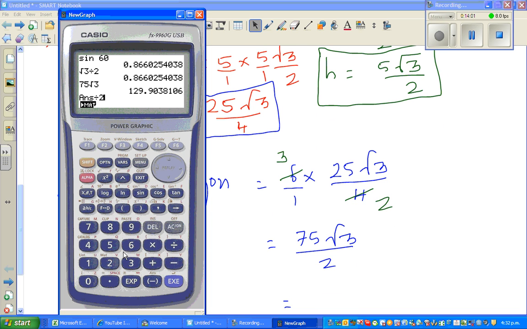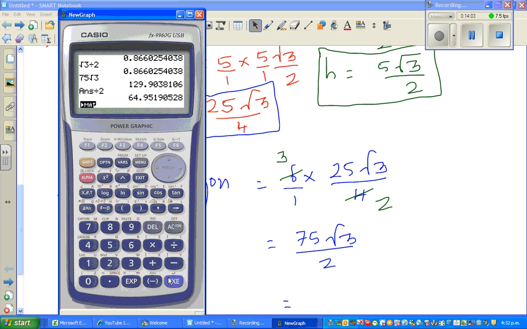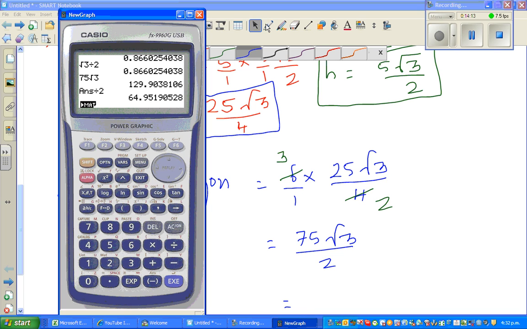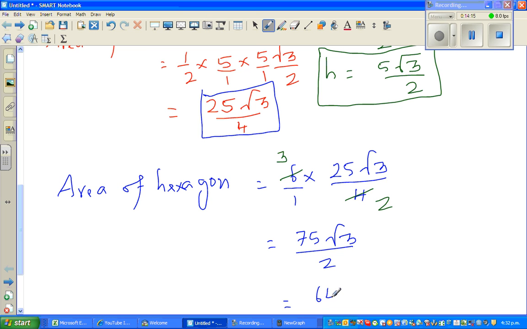So this divided by 2 is 64.95 centimeters squared. Okay, that is 64.95. So this is 64.95 centimeters squared in 2 dp.